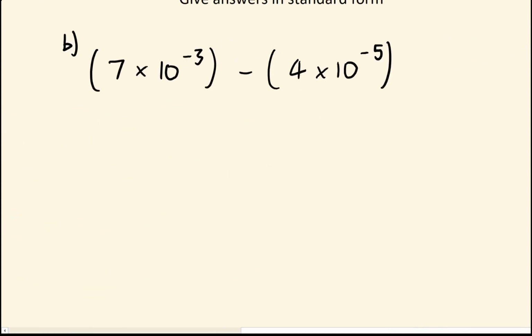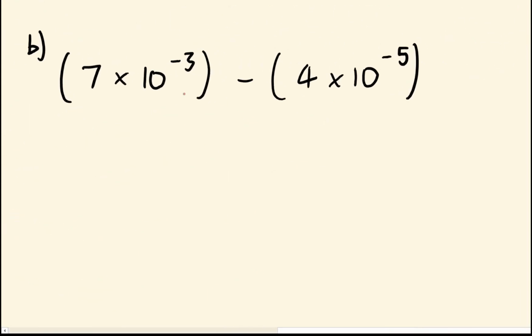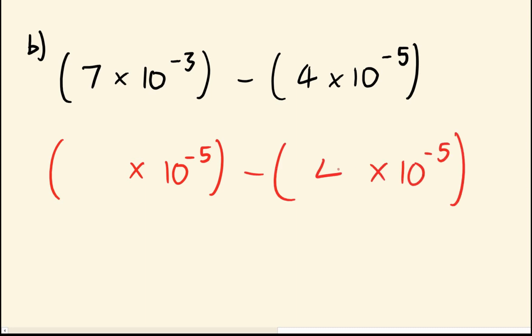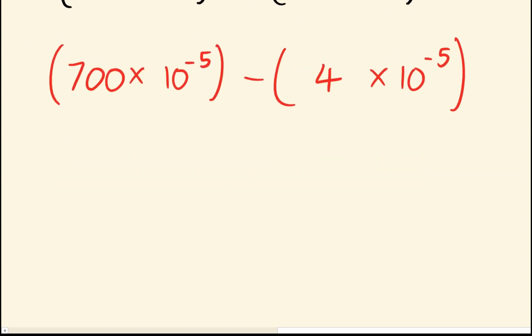One more, the same idea with subtracting. We have 7 times 10 to the minus 3, minus 4 times 10 to the minus 5. I'm going to do it the same way. I'm going to write everything as my smaller power of 10, which in this case is minus 5. This one's not going to change. I have made this power 2 smaller, so this number must get bigger 2 times, so it goes from 7 up to 700. And then same as before, we can just take away the numbers together.